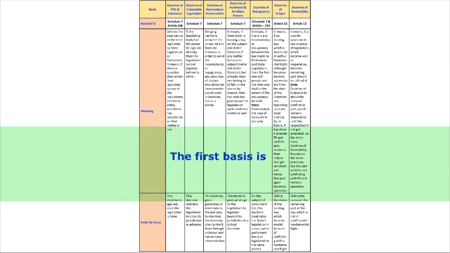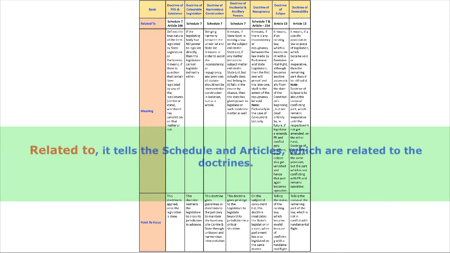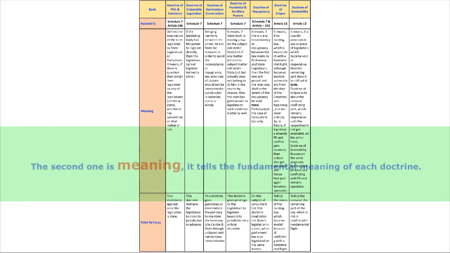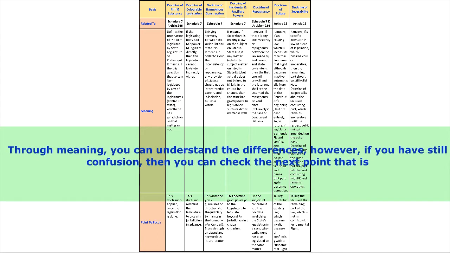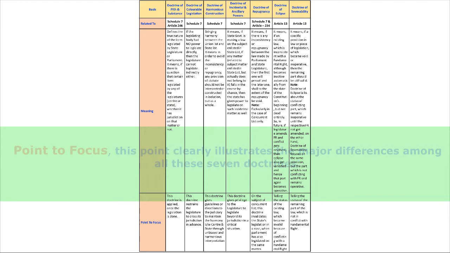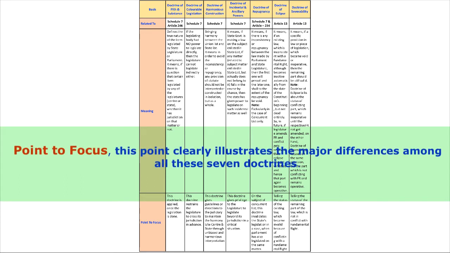The first basis is related to. It tells the schedule and articles which are related to the doctrines. The second one is meaning. It tells the fundamental meaning of each doctrine. Through meaning, you can understand the differences. However, if you still have confusion, then you can check the next point, that is point to focus. This point clearly illustrates the major differences among all these 7 doctrines.